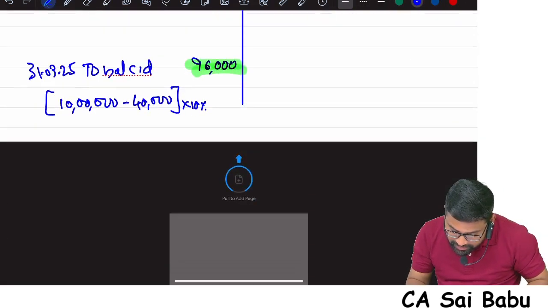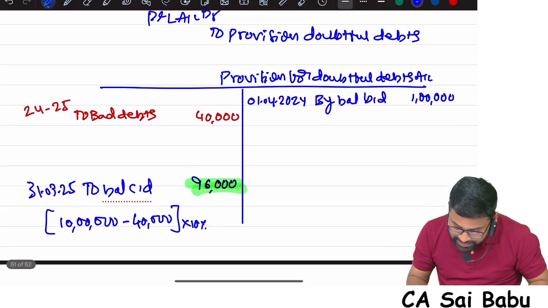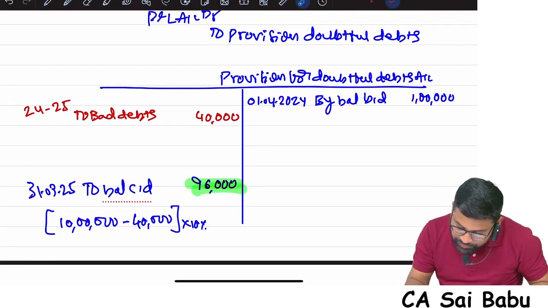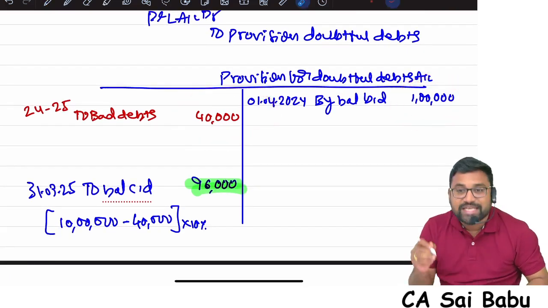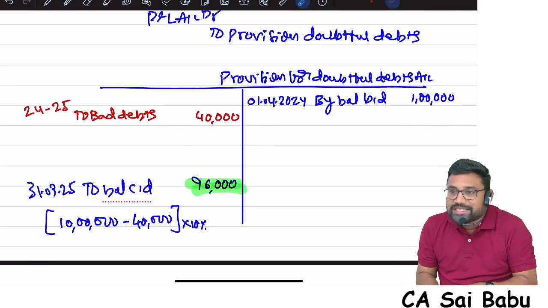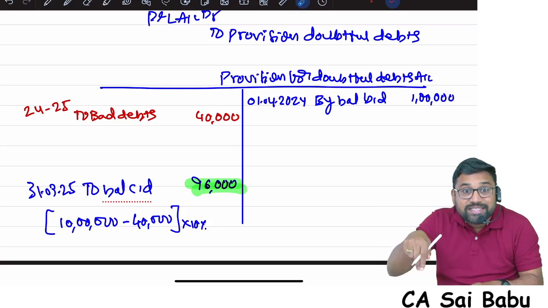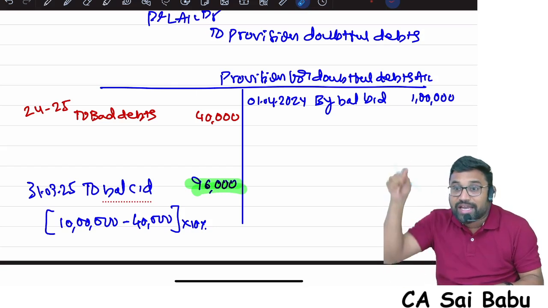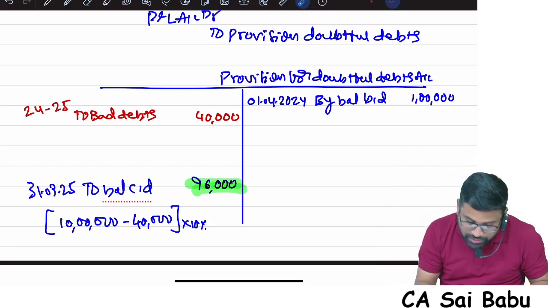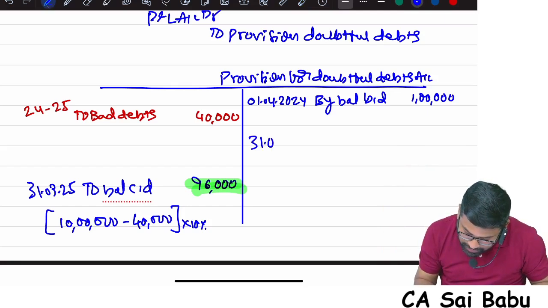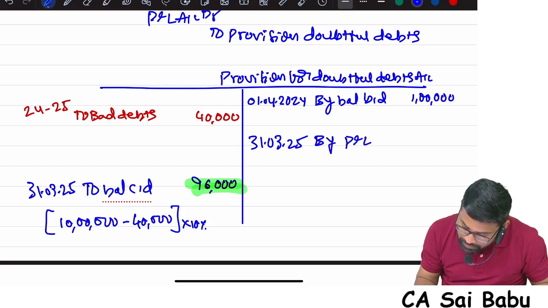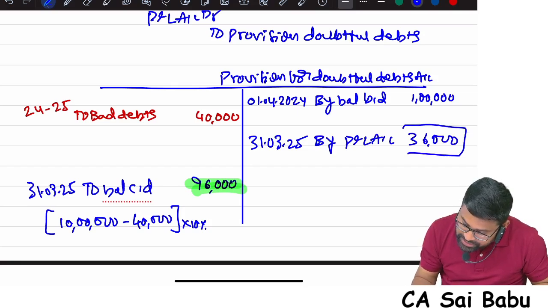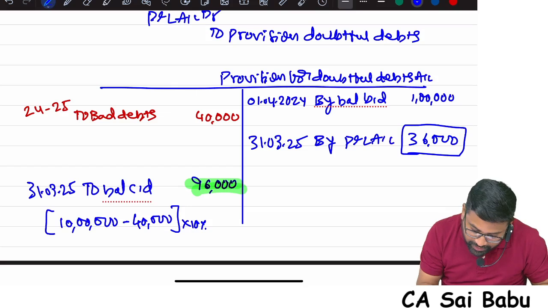See this. Actually, your opening balance is 1 lakh. Already 40,000 adjusted. 60,000 is there. But you need 96,000. So how much increase? 36,000. That will now be created. The entry is P&L to provision. So therefore, at the end of the year, 31st March 2025, by P&L you will write 36,000. So this is the provision we create during the year.